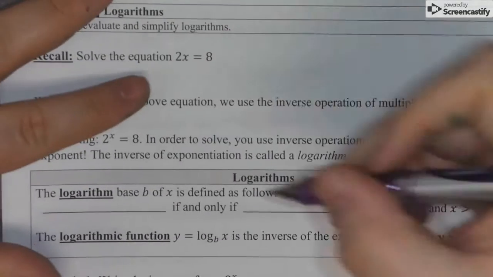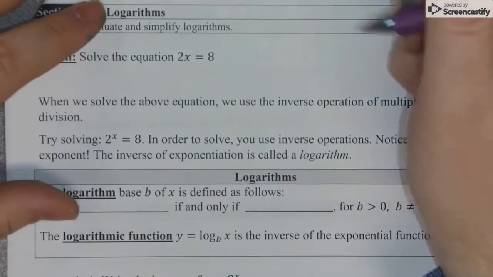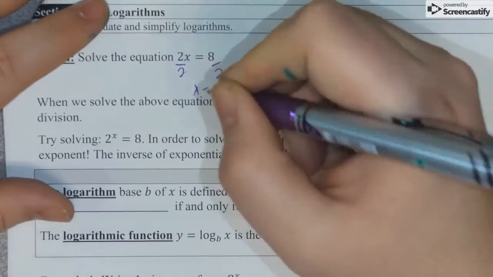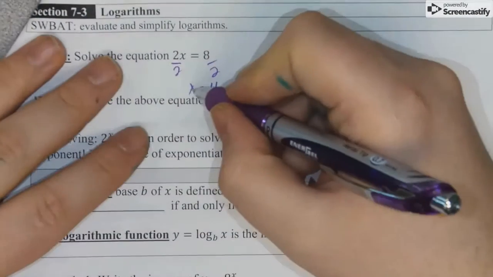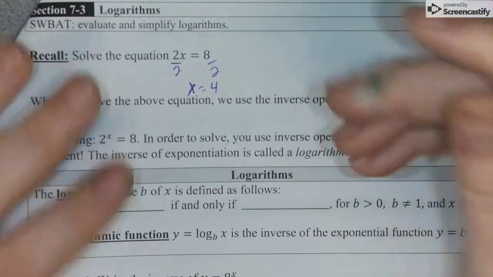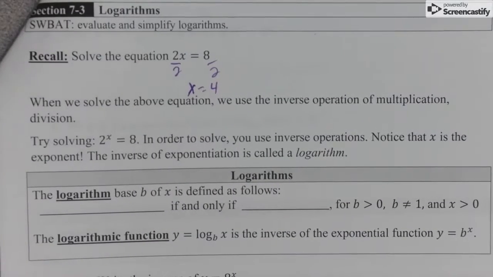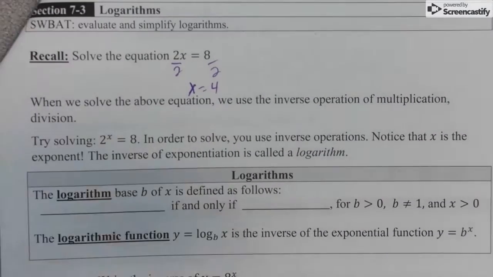When we solve this equation 2x equals 8, we solve it by dividing by 2, right? And we say, oh, x would be 4. Well, the reason why we divide by 2 is because those are like inverse operations, like they undo each other. And on the most basic level, that's the idea of an inverse operation.